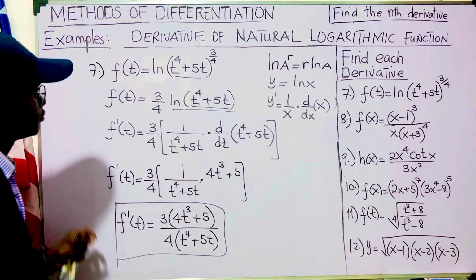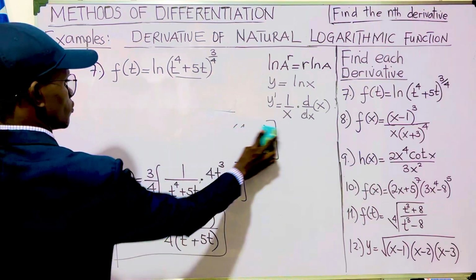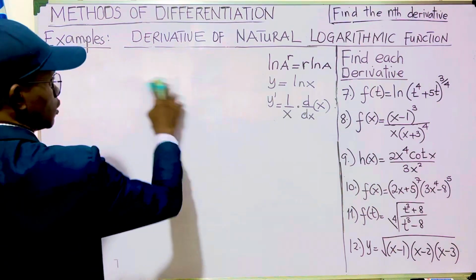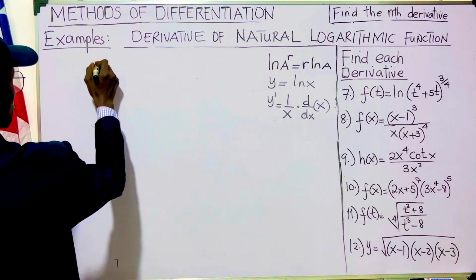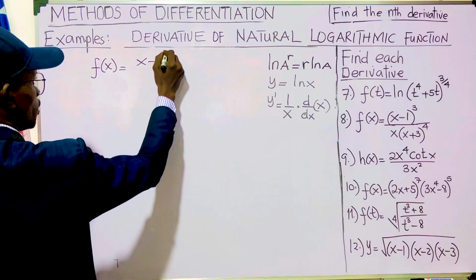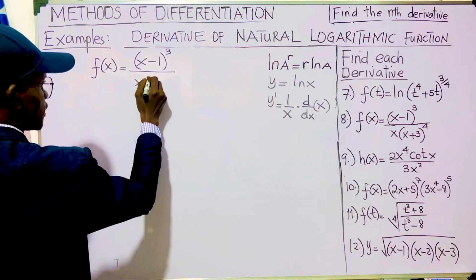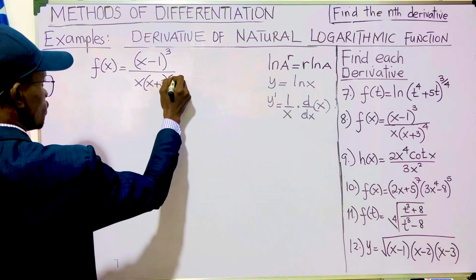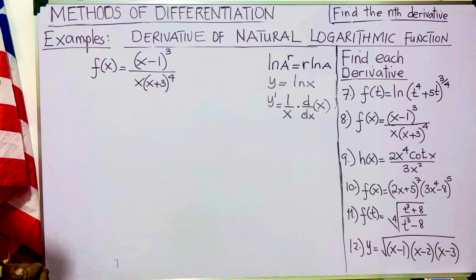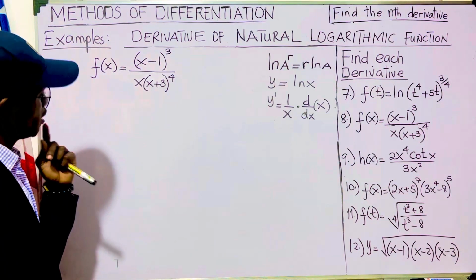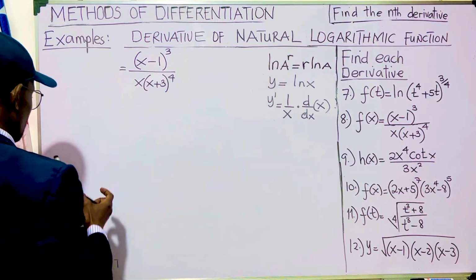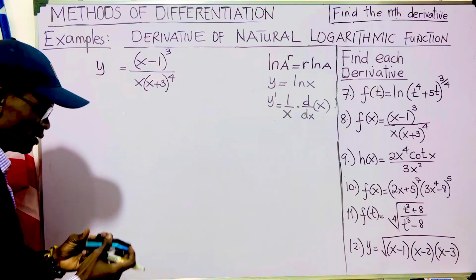So let's solve the next problem. Question 8 says f of x is equal to x minus 1 raised to the 3rd power, all over x times x plus 3 raised to the 4th power. Now, we were asked to use natural logarithm to solve this problem. So the first thing we can do is to rewrite this f of x with another name for this function, y.